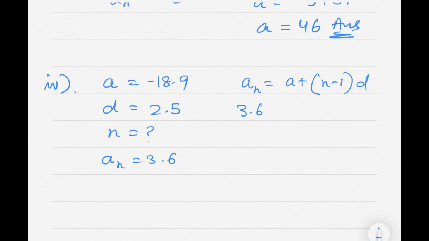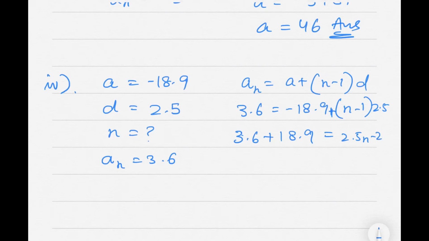Okay, so an is equal to a plus (n minus 1) into d. an is 3.6, equal to minus 18.9 plus (n, I have to find out, minus 1) into 2.5. Okay, so now there is a plus sign here, so I can subtract this first. If it is brought to that side, it will be added. So 3.6 plus 18.9 is equal to 2.5n minus 2.5.